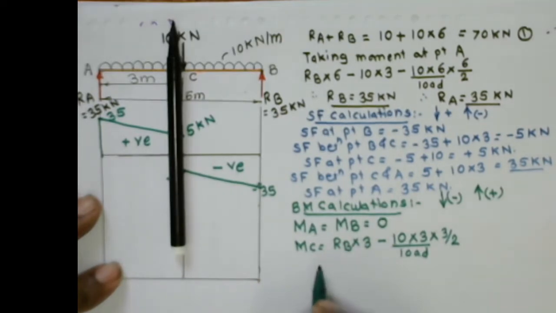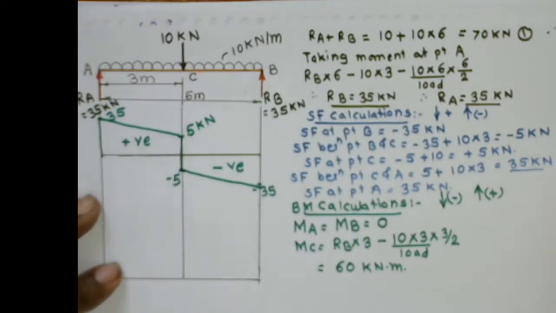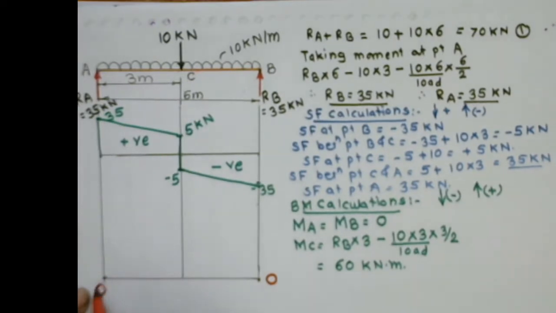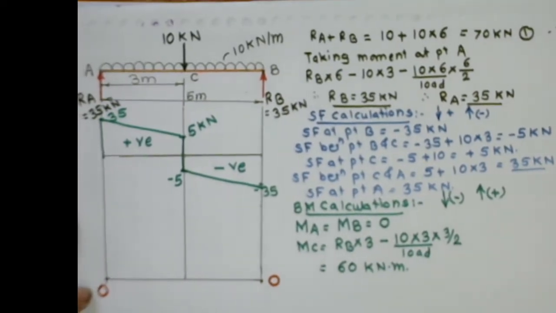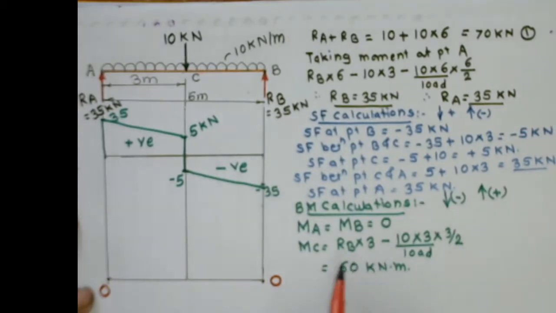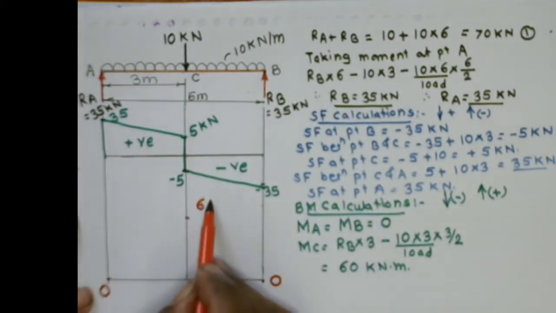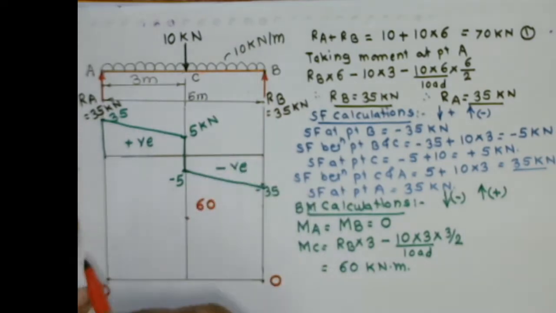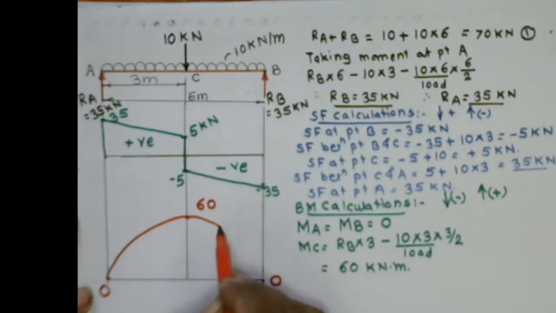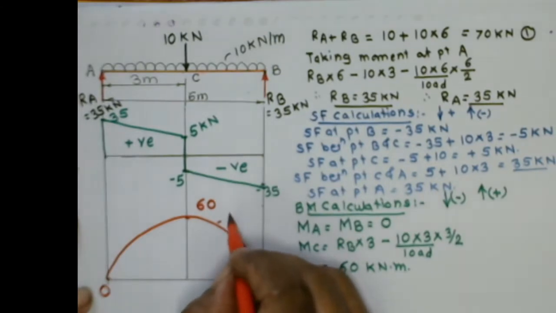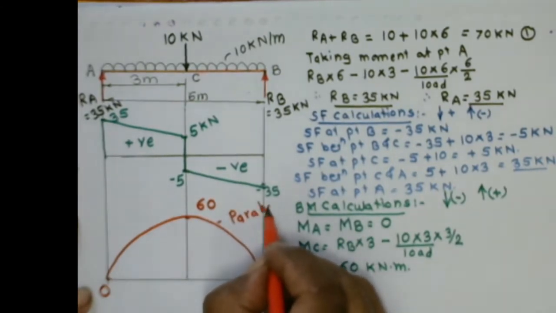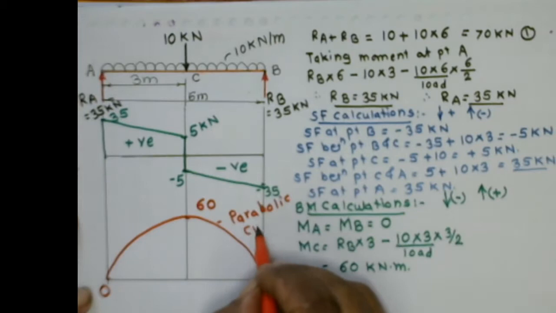So bending moment at point C is equal to 60 kilonewton meter. So in that case we have to draw the bending moment diagram. Bending moment at the end point is equal to 0 and at the center it is 60. Since the whole UDL is acting, we have to draw this curve like a parabola. So you may say it is a parabolic curve.